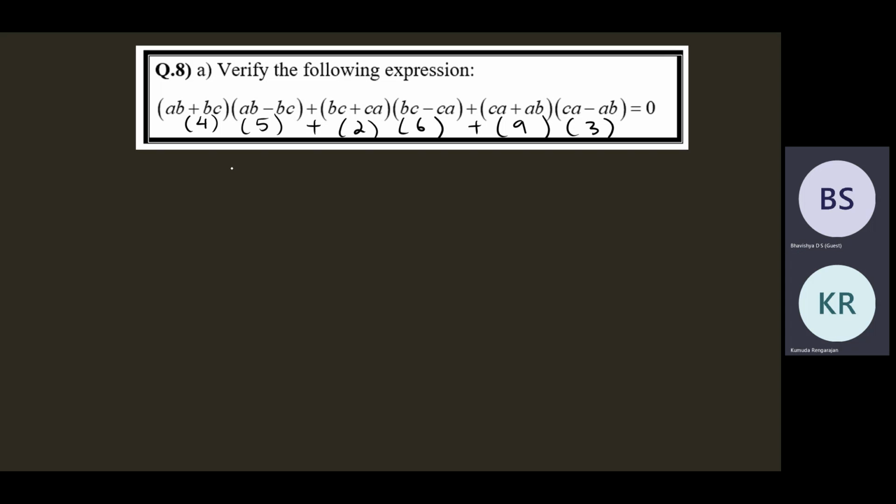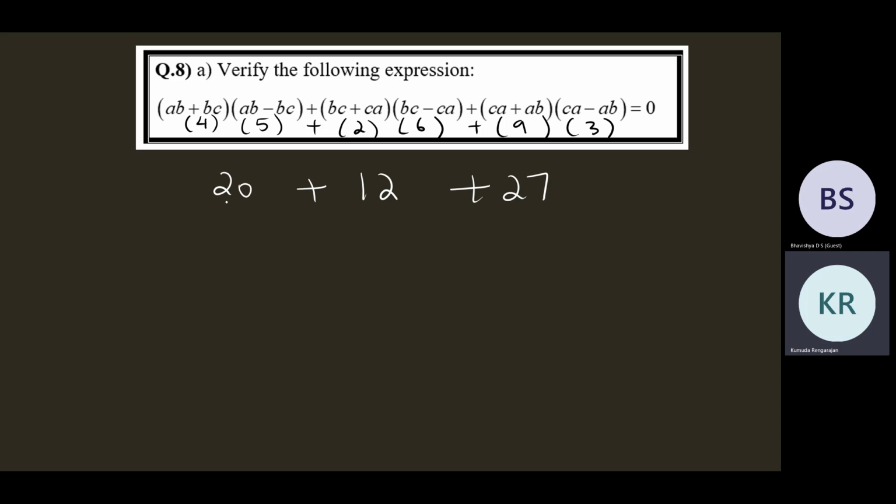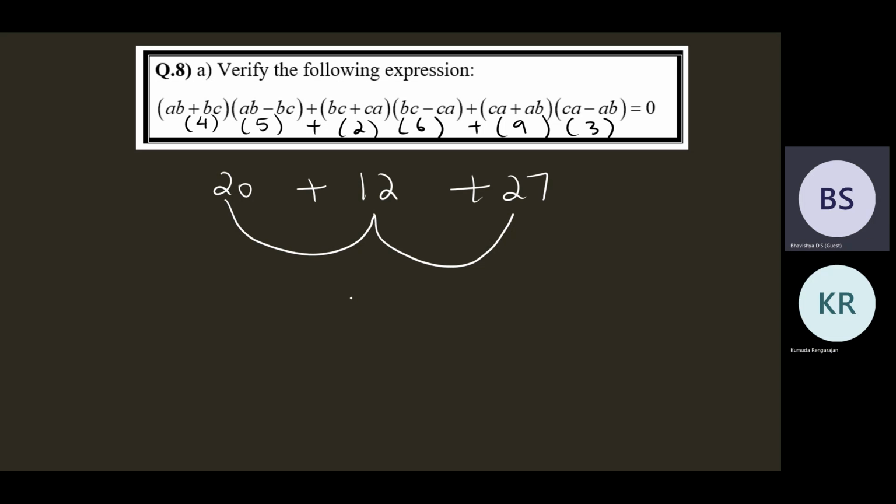No, darling. Tell me the answer for the numbers I've written. Okay, ma'am. Ma'am, 20. So what did you do? You multiplied 4 and 5. Then 20, plus 12. So you multiply 2 and 6. Then plus 27, ma'am. Then what will you do? We'll add these three numbers. So 20 plus 12, 32. 32 plus 27, 59. Will you not do this?